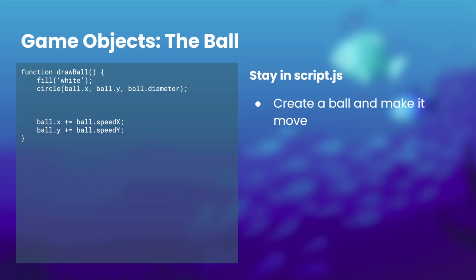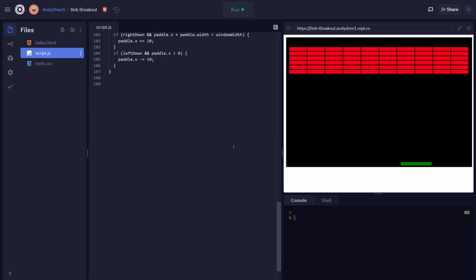And then at the very bottom here, we want to add ball.x plus equals ball.speedx and ball.y plus equals ball.speedy, which essentially constantly moves the ball in a certain direction. All right. So we'll put that into our code here. So scroll down to the very bottom, grab our draw ball function.